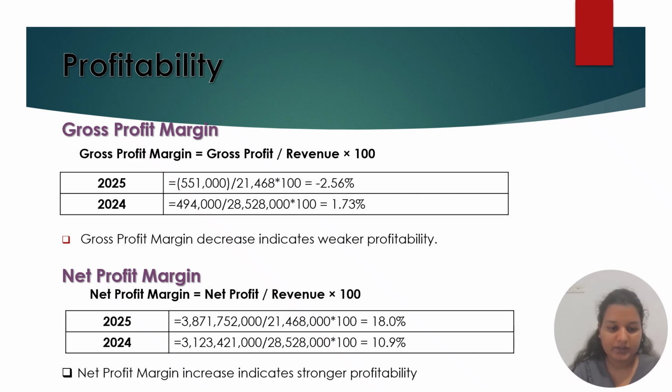The next one is net profit margin. The net profit margin is calculated as net profit divided by revenue multiplied by 100. 2025, the net profit margin is 18%. 2024, the net profit margin is 10.9%. The net profit margin increase indicates stronger profitability compared to the previous year.